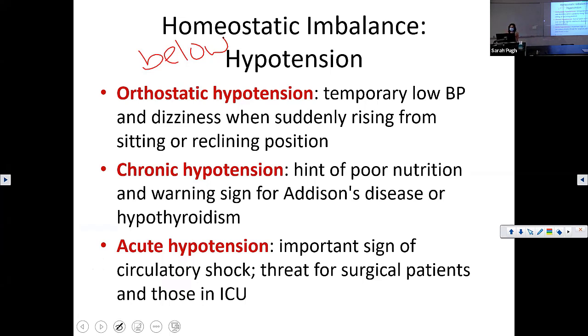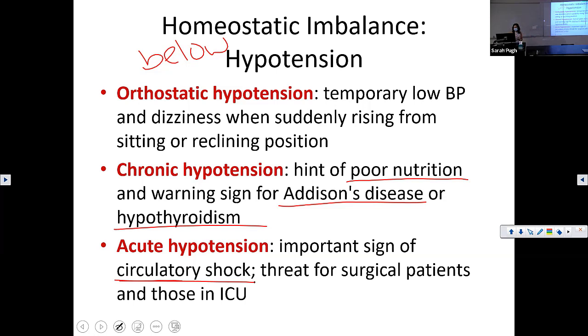A lot of times this might be, maybe you're not eating well, maybe you're dehydrated, maybe you have an underlying condition like Addison's disease or hypothyroidism. And then acute hypotension, remember the term acute means sudden onset. This is a sign of circulatory shock. So this would be someone is bleeding out. Bleeding out, you're losing your blood volume, blood pressure is coming down.